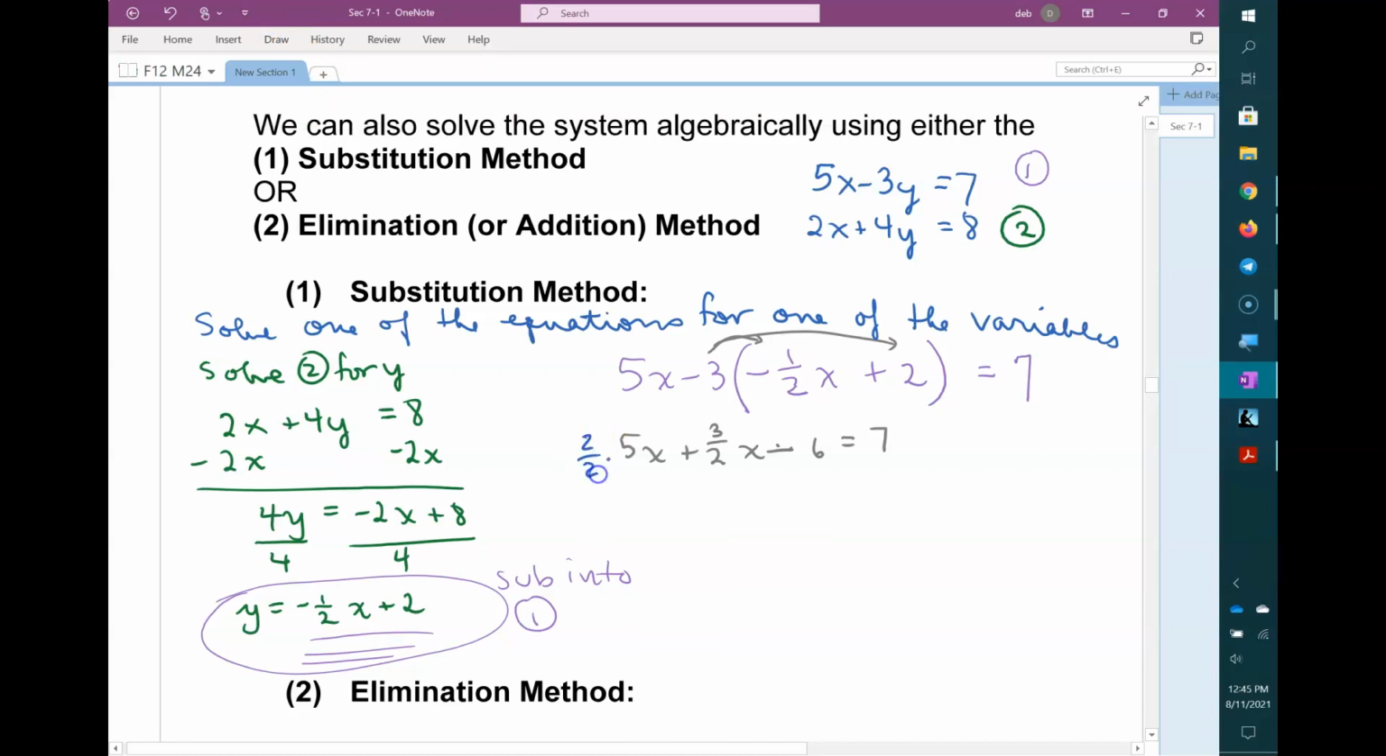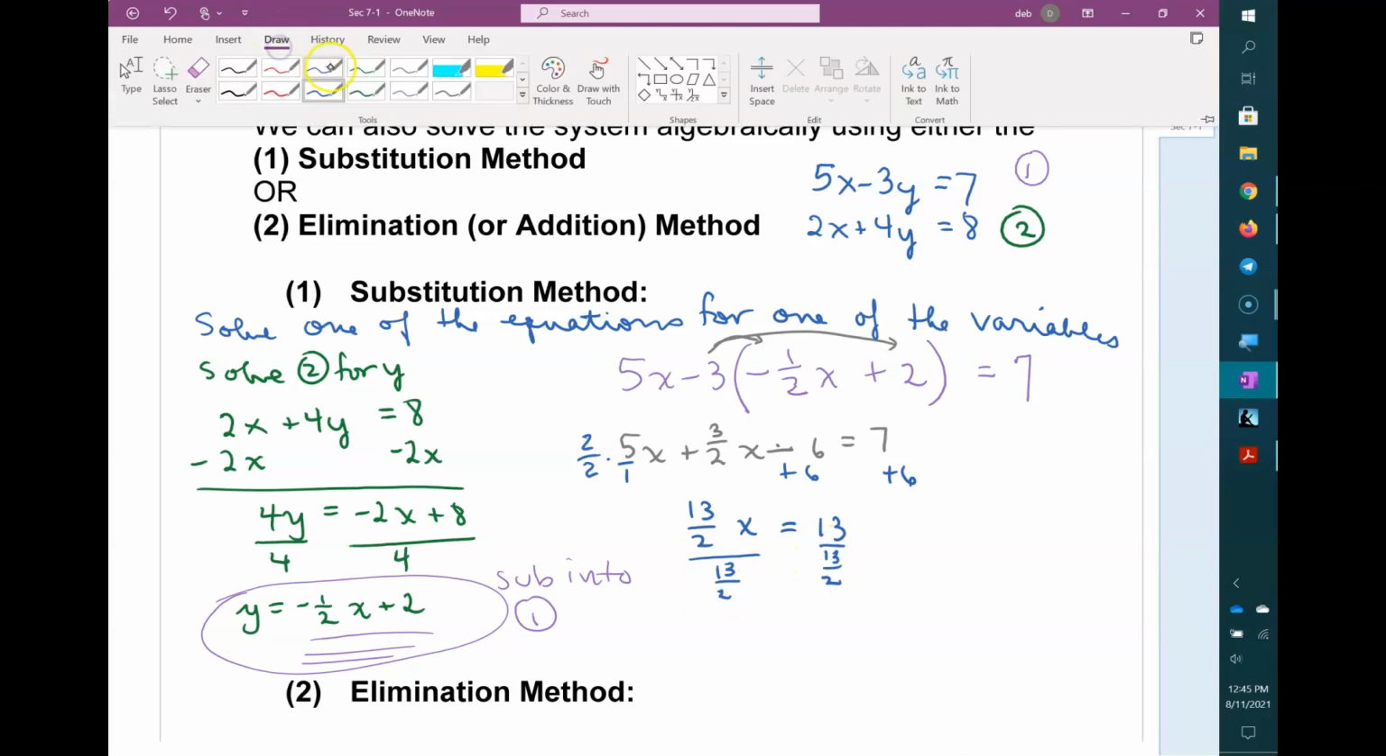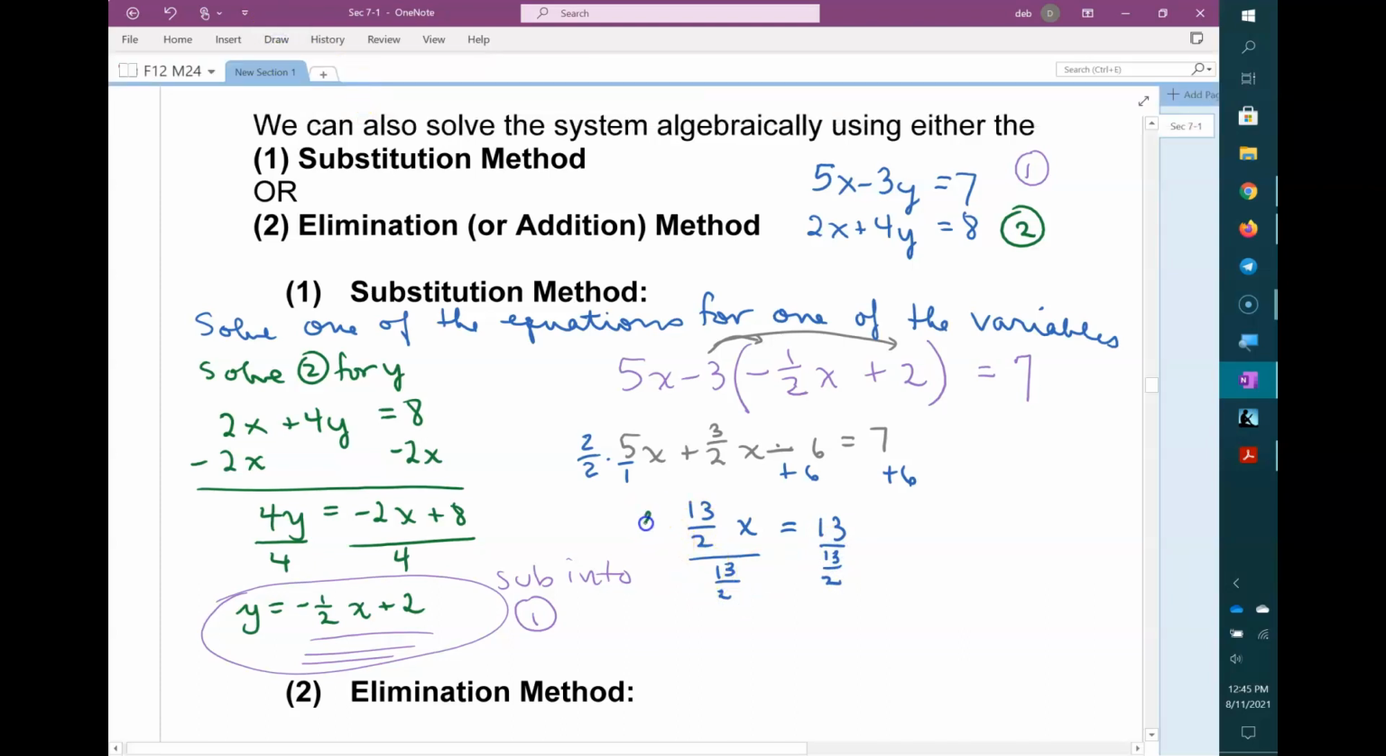So I need to add the 5x and the 3/2 x together. If it helps, you might want to remember how to put things over common denominators. So I have 10/2 x plus 3/2 x, or 13/2 x. Add 6 to both sides, and then I'm going to divide by 13/2. Remember that dividing by a fraction is the same thing as multiplying by the reciprocal. So I get that x equals 2. That's the first part of my solution.